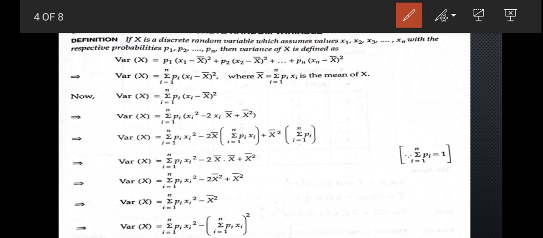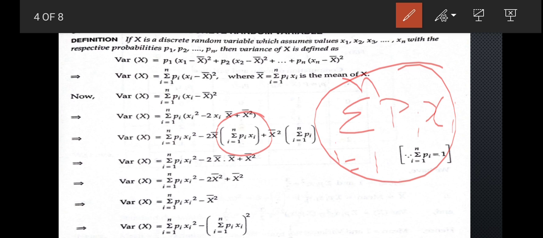And as we know, this summation of i from 1 to n pi xi is the formula of mean. So in place of this we can write x bar again. So overall my result is summation of i to n pi xi square minus x bar whole square plus x bar whole square. If you subtract these two terms, you get this, and in place of x bar you write summation of i equal to 1 to n pi xi whole square. So the variance of the discrete random variable is summation of i equal to 1 to n pi xi square minus summation of i equal to 1 to n pi xi whole square.